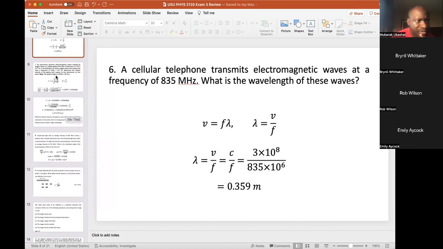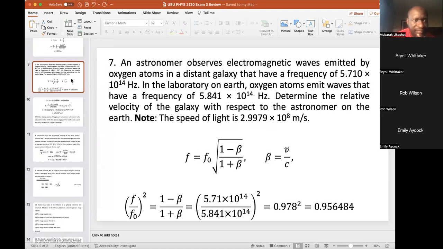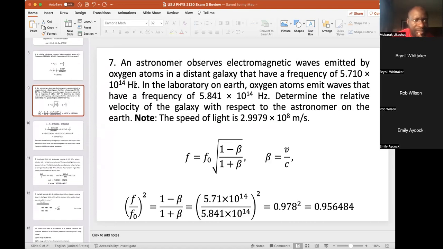Simple problem so far. So let's go to problem seven. It says an astronomer observes electromagnetic waves emitted by oxygen atoms in a distant galaxy that have a frequency of 5.71 × 10^14 hertz. In the laboratory on Earth, oxygen atoms emit waves that have a frequency of 5.841 × 10^14. So the one frequency is higher than the other. So we are asked to determine the relative velocity of the galaxy with respect to the astronomer on Earth, and the speed of light is given.